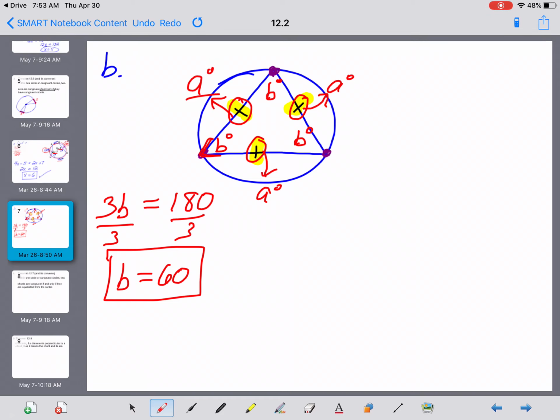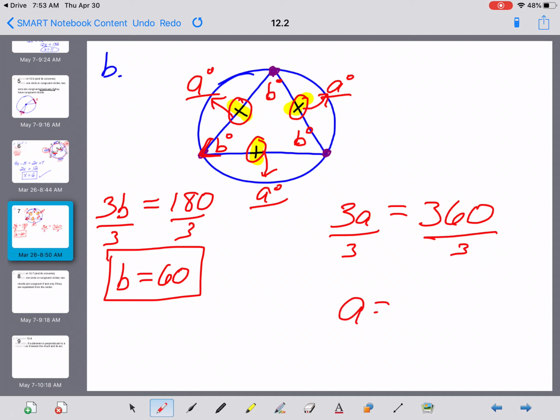So when we look at the A and the A and the A, if we added those three together, that would have to equal the sum of all of the degrees of the arcs in the entire circle. And the entire circle is always going to add up to 360 degrees. Divide both sides here by 3, and that's going to tell us that A has to equal 120.